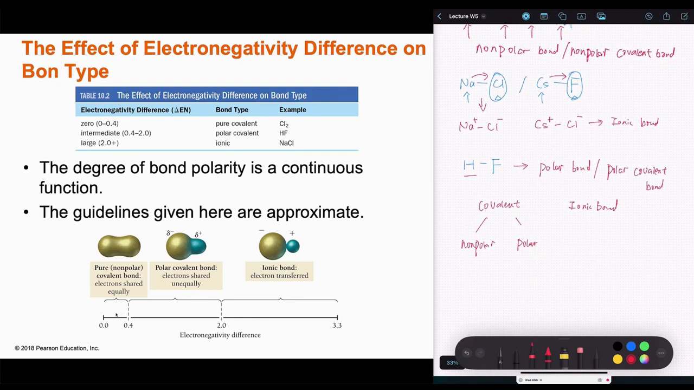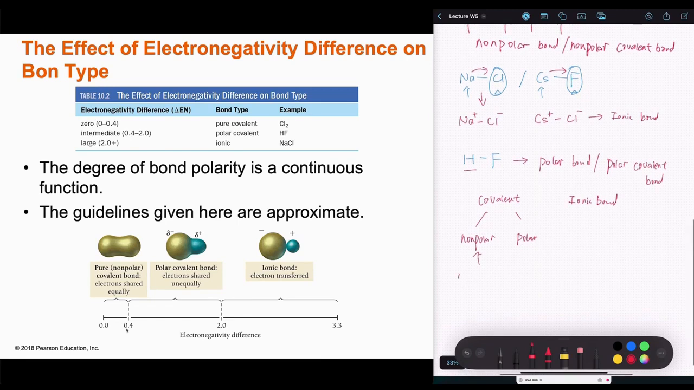So whenever the electronegativity difference between two elements is within 0.0 to 0.4, we tend to call this type of bond a nonpolar covalent bond. But whenever the electronegativity difference between the two elements is within 0.4 to 2.0, we tend to call it a polar covalent bond.